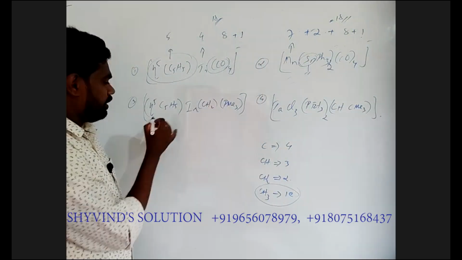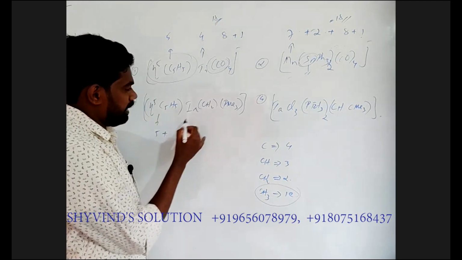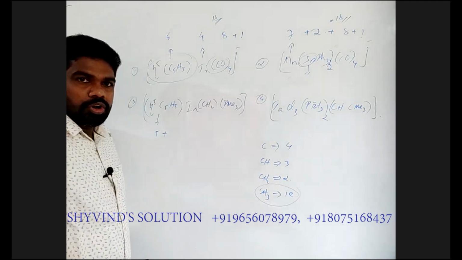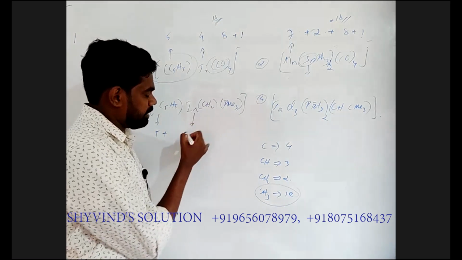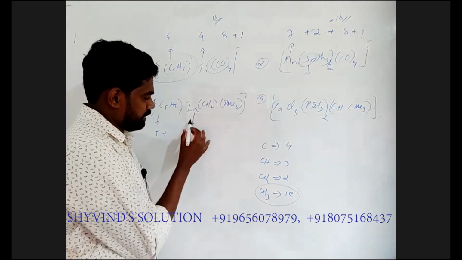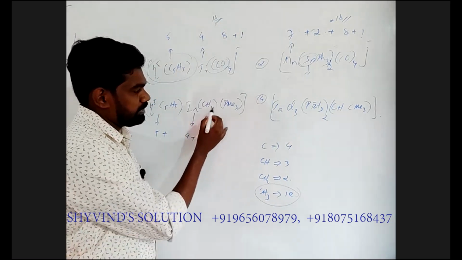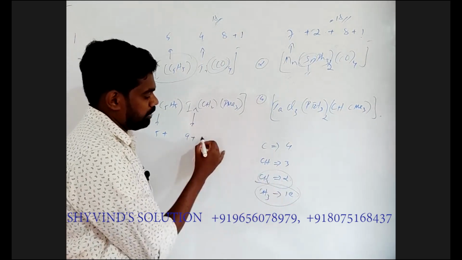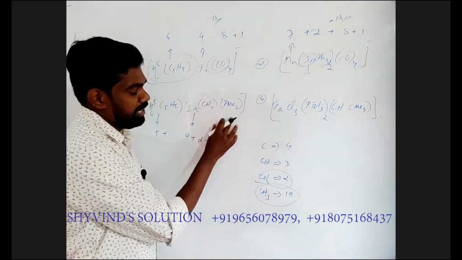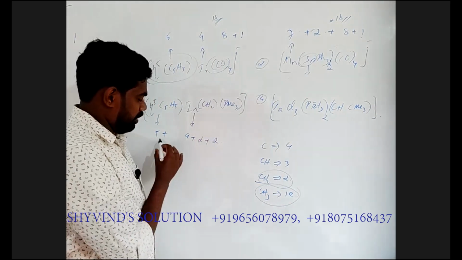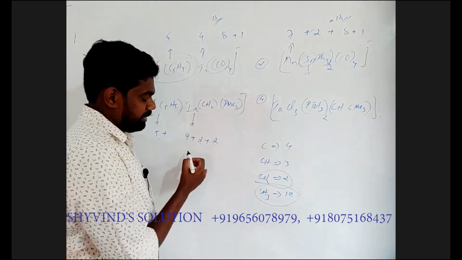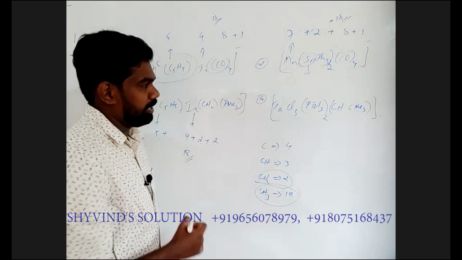What about this one? Iridium. Cobalt, rhodium, iridium is a d7 system. So 7 plus 2, 9. Plus CH2 is a 2 electron donor, and PMe3 is a 2 electron donor. 14, 16, 18. This is also following the 18 electron rule.